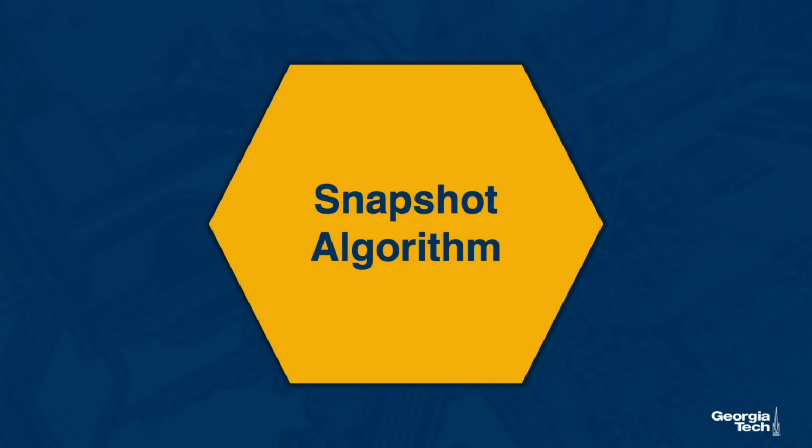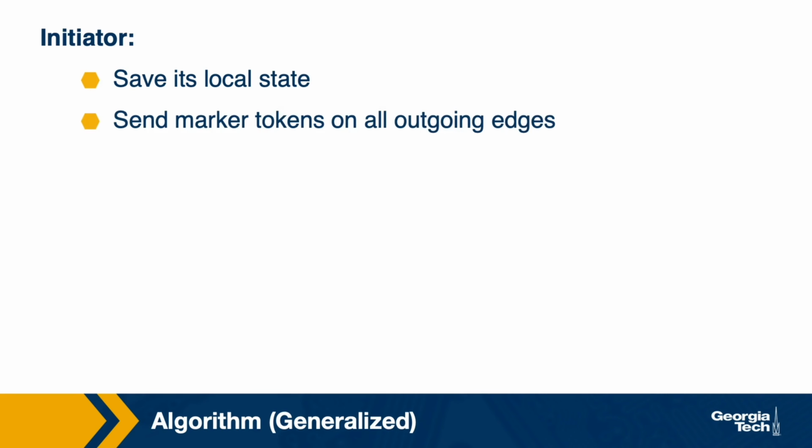Let's now generalize the steps that we described in this brief illustration. Here are the steps of the algorithm. There is one node that's the initiator node. This is the node that will trigger the algorithm for capturing the state of the distributed system. It will first save its local state, and then it will send a marker token on all of the outgoing channels, on all of the outgoing edges.